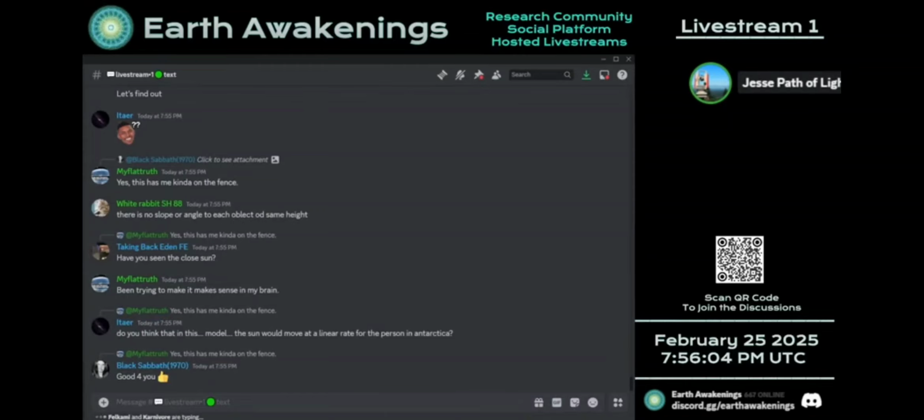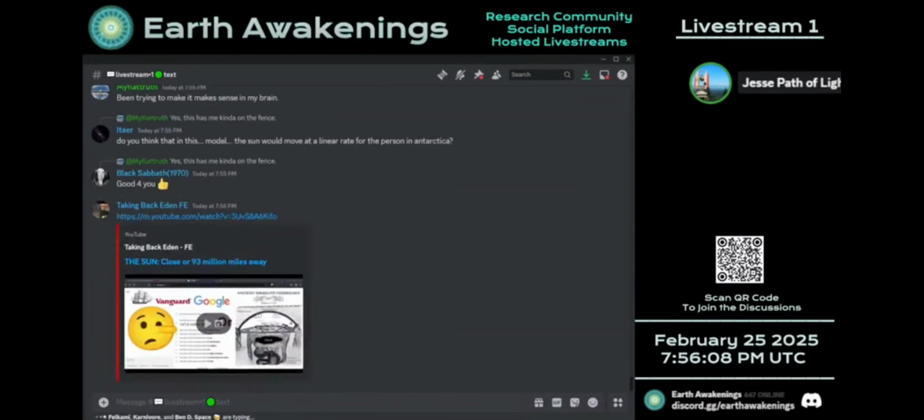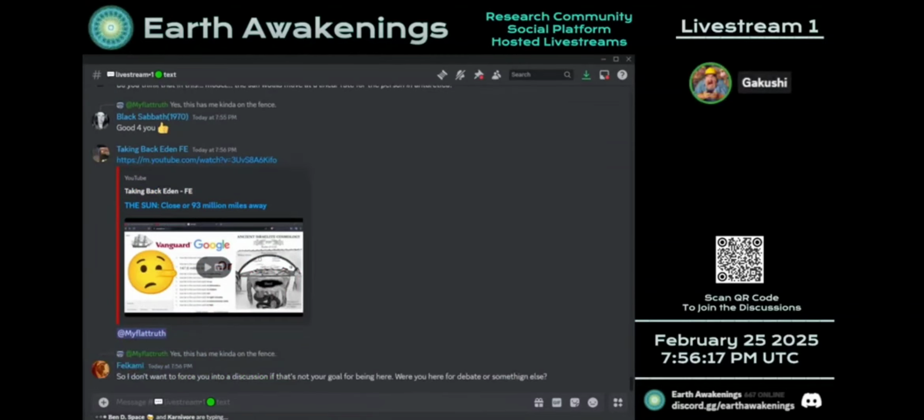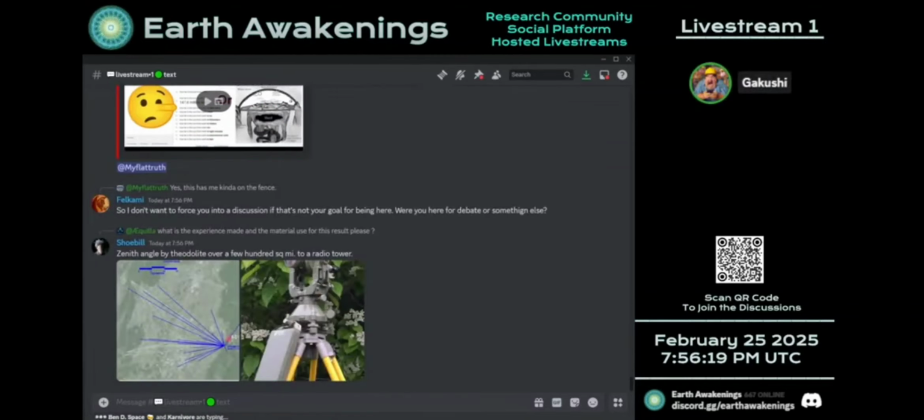The fact that we both measured the other as being below us, that kind of points to a curved surface, doesn't it? I mean, you're just using one specific example. So sure, in your example, it matches the globe. Okay, good. So we got one thing going for the globe.